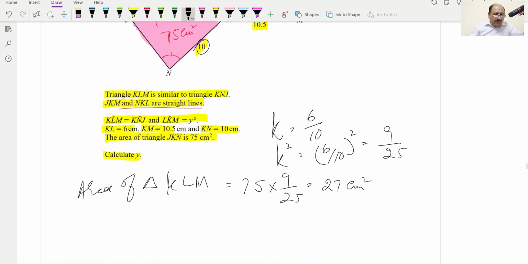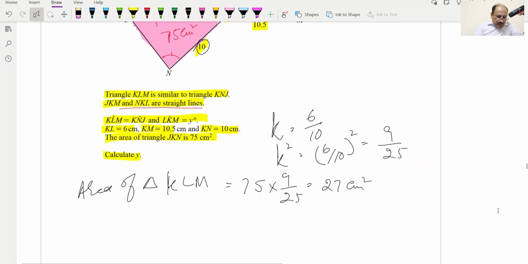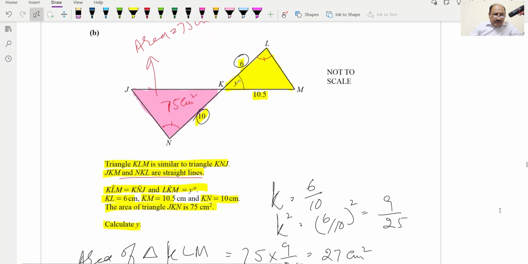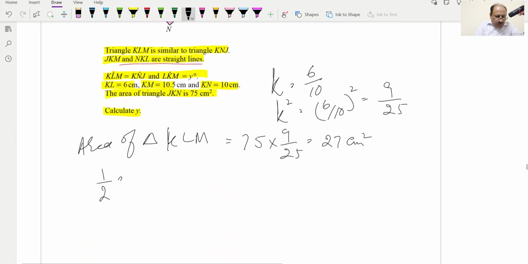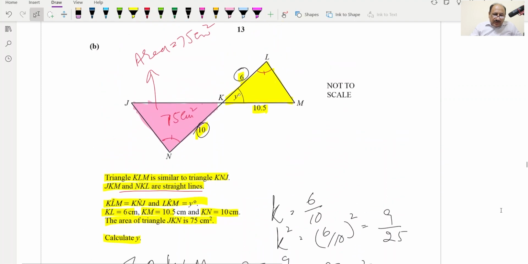Now we can write down the area formula for both triangles. For this triangle, area is equal to half into AB into sine C, half into AB and sine of y, and this will be the area of triangle KLM. So area of triangle KLM, half AB value is 6 and 10.5.